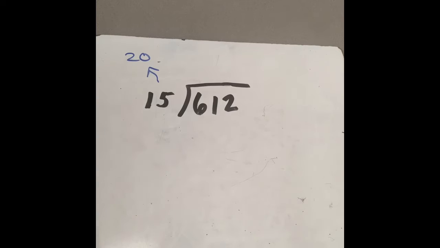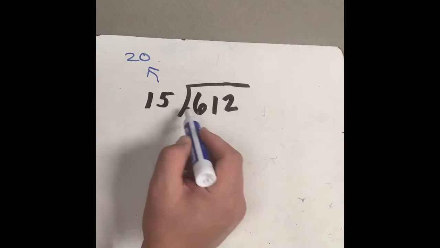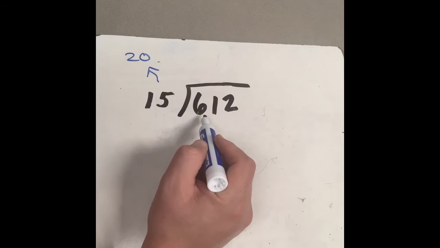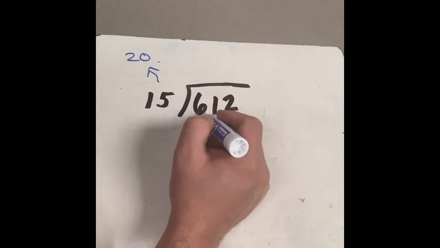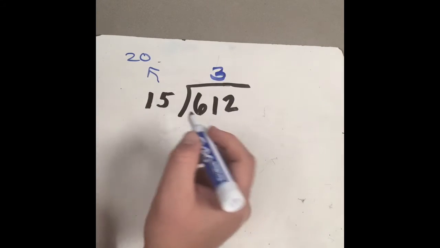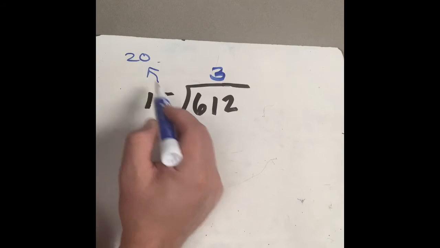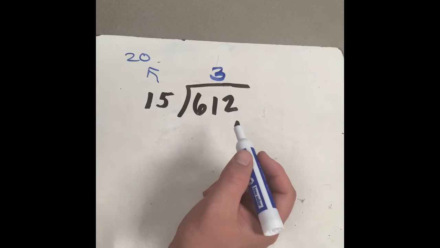So let's do that. So I have 15, or I'm going to think of 20, into my first two digits of my dividend, which would be 61. Now 20 into 60 would go exactly 3 times. So let's try that. Might be a little low because 15 is considerably lower than 20, but it's my nearest whole number, or my nearest 10 that I can think through.